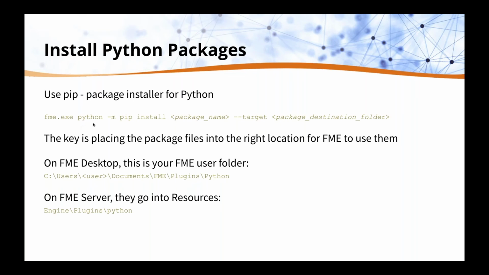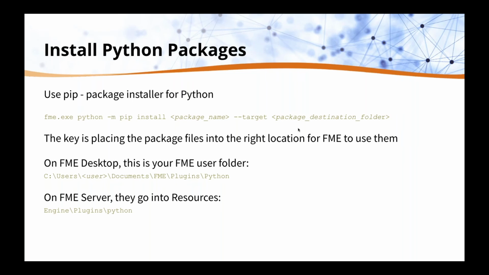So this interpreter gets picked up from the setting in FME options. So under FME options, if you have Python 2.8 selected there, this will run automatically with Python 2.8. If you do that for 2.7, it'll run with 2.7. So it'll use whatever your default interpreter setting is for Workbench. So you can then run pip install, find your package name, and then set your target. So one of the key things here is making sure to set your target to the right location. So key is being able to place your package files into the correct location for FME to be able to use them.